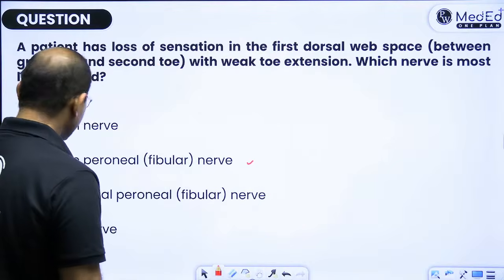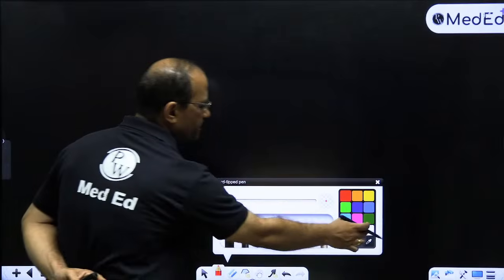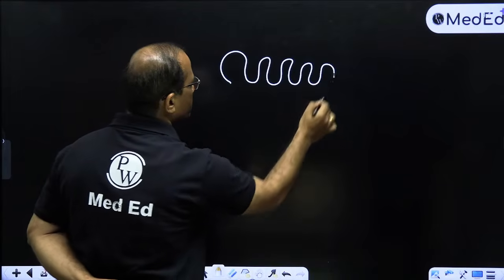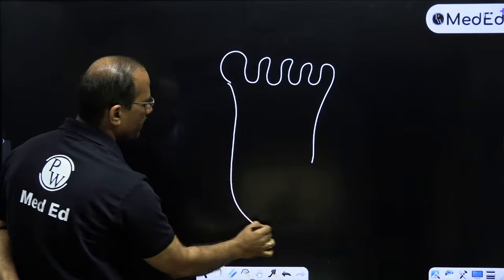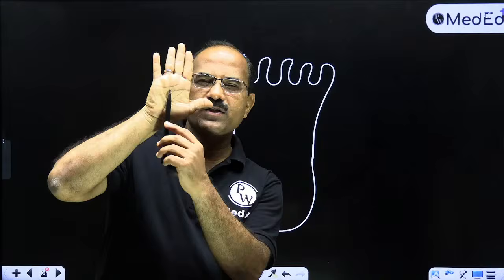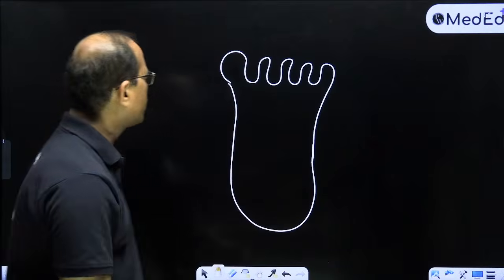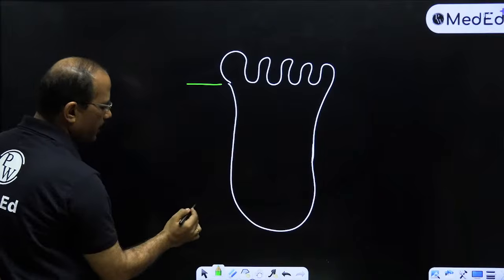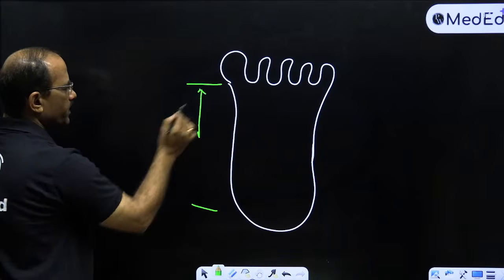I'll draw the slide. ये slide draw करता हूँ. इसको याद रखिए. That's the great toe. These are the fingers. That's a foot. ये foot मैंने draw किया. ये sole of the foot है. Tell me. Who supplies the medial aspect of the foot up to the great toe? Who supplies this?